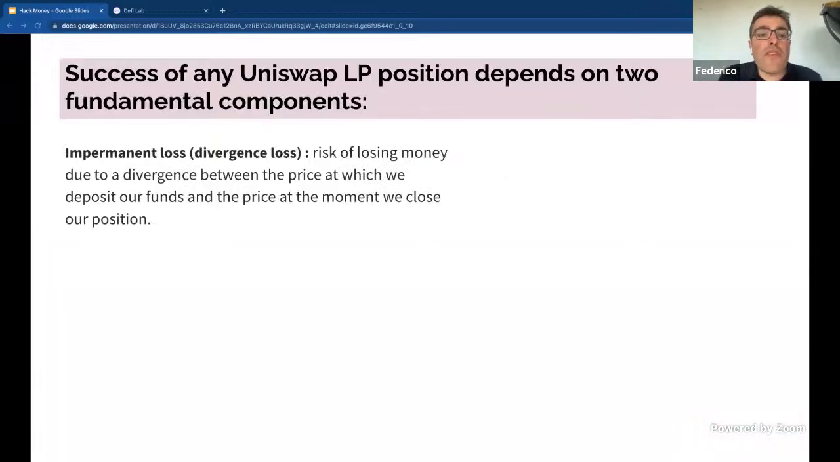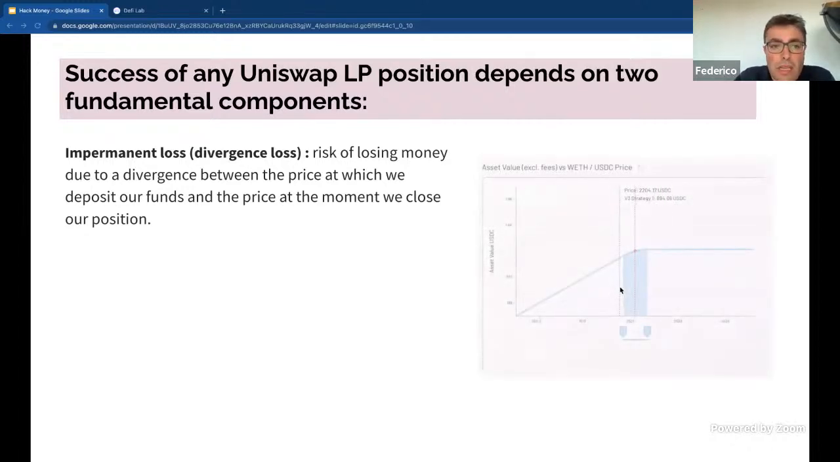The success of any Uniswap V3 strategy depends on two fundamental elements. The first element is the impermanent loss, also called divergent loss. The term refers to the loss or profit that you could incur due to a divergence between the price at which you open the LP position and the price at which you close the LP position. This impermanent loss is deterministic.